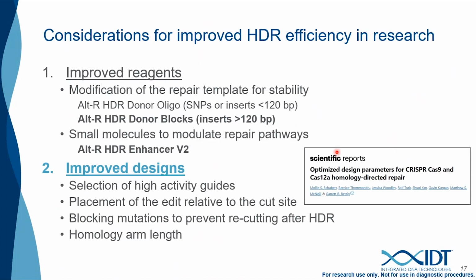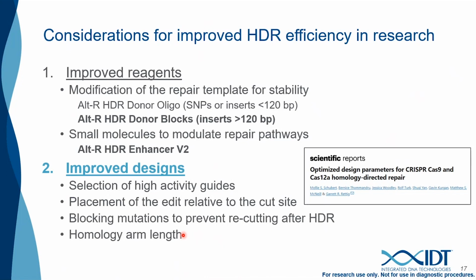All right, so moving into the second portion of this webinar, we'll be discussing how improved HDR designs can increase HDR. And so we'll be talking first on the selection of high activity guides and how that's really important, and how the placement of the HDR edit relative to the cut site plays into effect. Focusing now in on the design of the donor, we'll also discuss the use of blocking mutations to prevent recutting after HDR, and a little bit on optimal homology arm lengths.